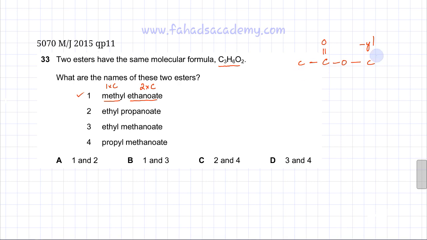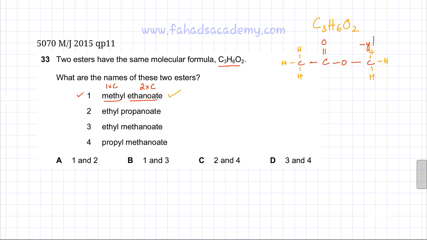Now to complete the bonds, I have to draw hydrogen atoms. This carbon atom needs 3 hydrogen atoms, and this carbon over here also needs 3 hydrogen atoms. If you now count the total number of carbons for this molecule, there are 1, 2, and 3 carbon atoms, so that's C3. The total number of hydrogens is 1, 2, 3, 4, 5, and 6, so there are 6 hydrogens, and there are a total of 2 oxygens, so that's O2. So this first option is correct. It has a molecular formula of C3H6O2.